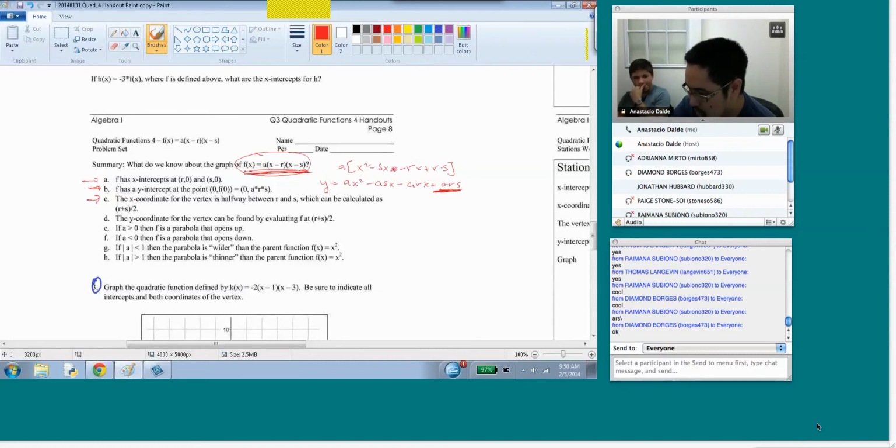If A is positive, then the parabola opens up. If A is negative, then the parabola opens down. If A is smaller than 1, then it gets wider. And if A is bigger than 1, the parabola gets thinner. Those are the rules. And you know what? I wouldn't even memorize these.